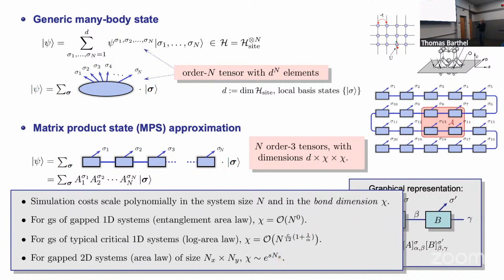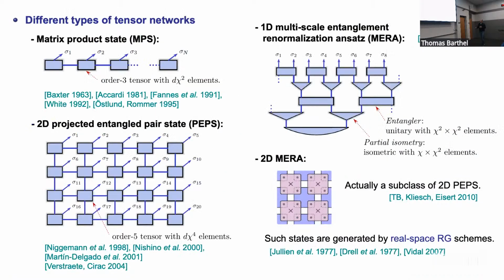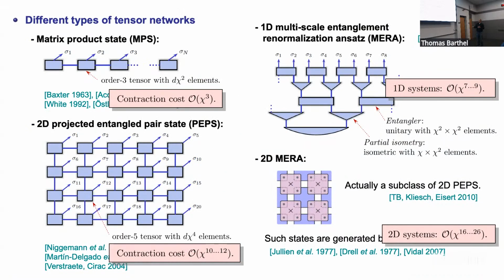So why do people still do it? The reason is just that the algorithms for 2D are so much more expensive, right? For the MPS, we get here a power of 3 in the bond dimension, whereas as soon as you do PEPS, which classically I think is the next best thing you can do, you have chi to the power of 10 or 12, depending on the details of the network.